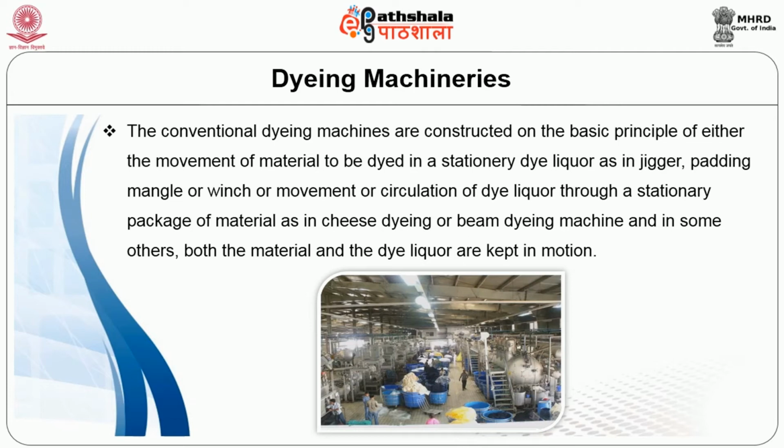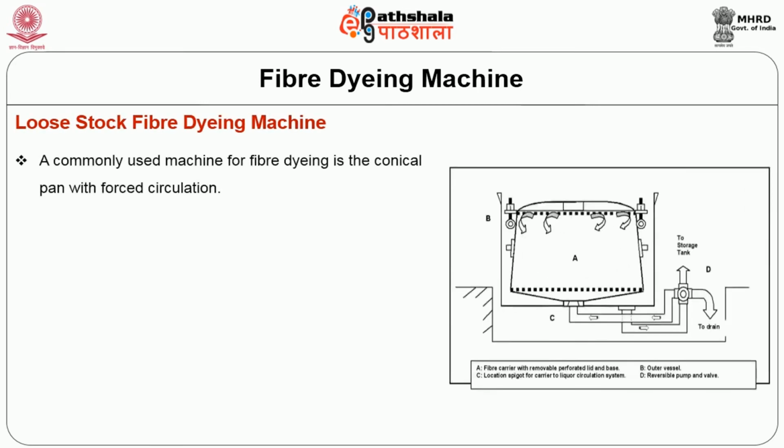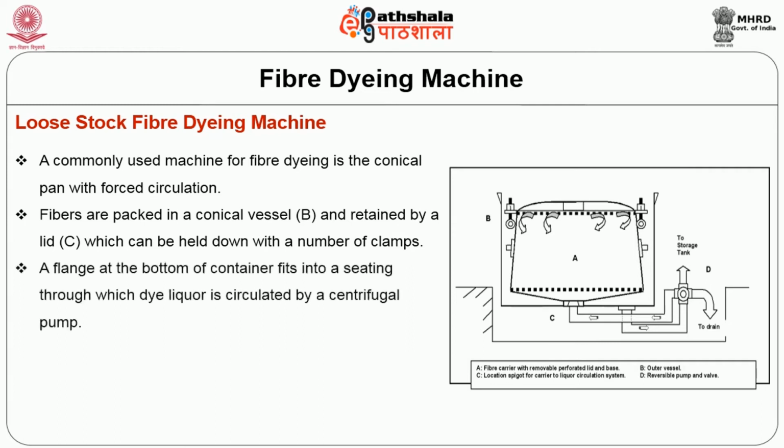First, let's look into some of the fiber dyeing machines. Loose stock fiber dyeing machine. A commonly used machine for fiber dyeing is a conical pan with forced circulation. Fibers are packed in a conical vessel B and retained by a lid C, which can be held down with a number of clamps. A flange at the bottom of the container fits into a seating through which the dye liquor is circulated by a centrifugal pump.